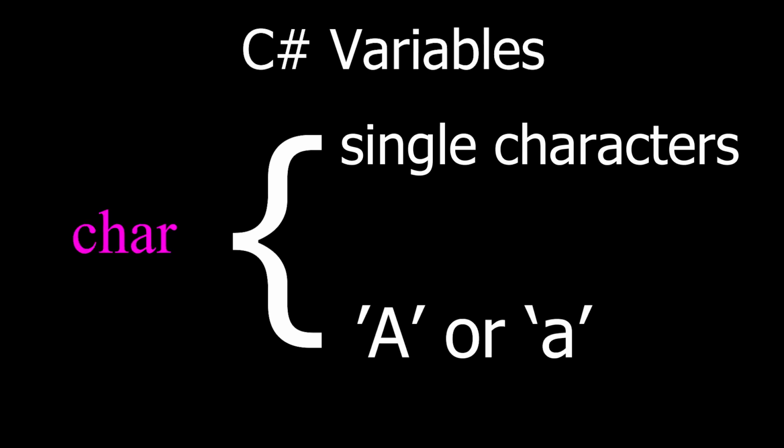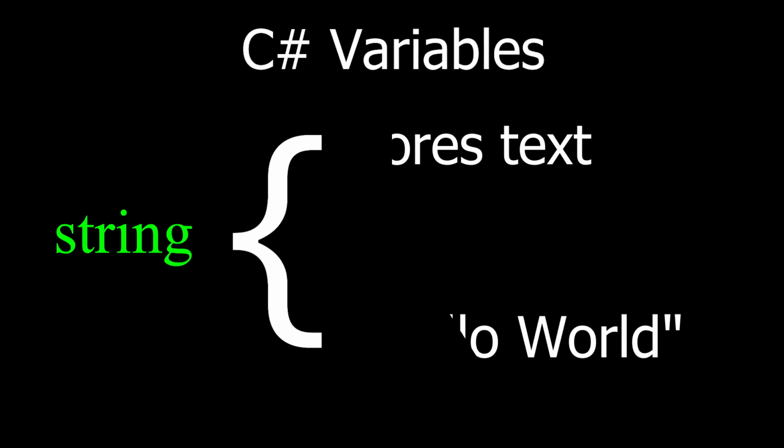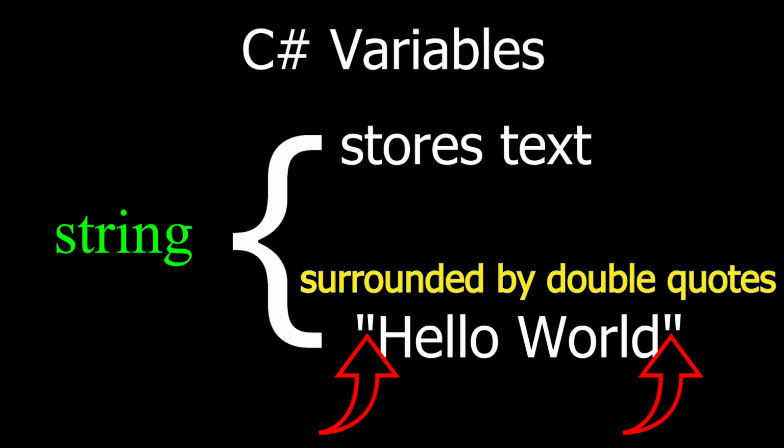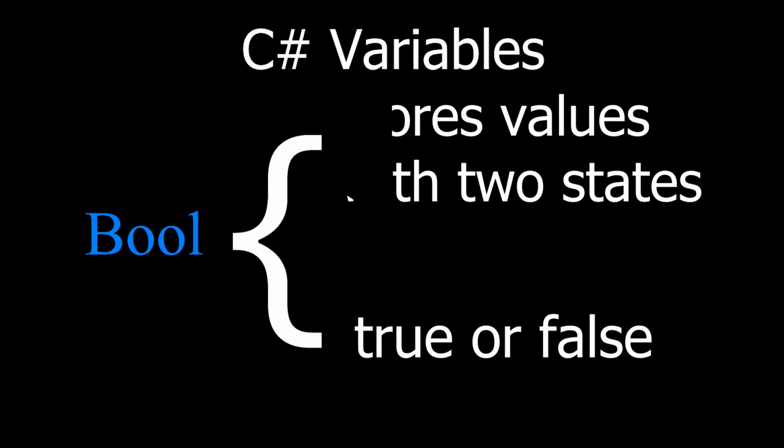Another variable is char. Char is a single character variable, so it's surrounded by single quotes, like single quote, capital A, single quote. If you need to store more than one character, you have to use string. String stores text and it's surrounded by double quotes, like double quotes, hello world, and double quotes. Boolean stores values with two states, true or false.